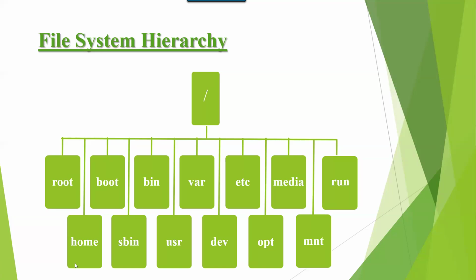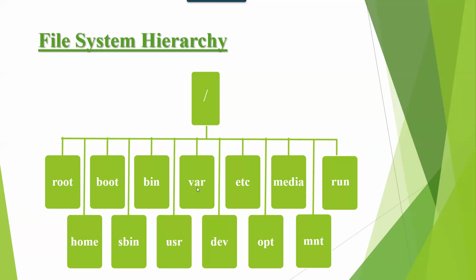Sbin contains super user commands, the commands which can be executed by the super user. Those commands are stored under sbin. Bin contains normal user commands, the commands which can be executed by a normal user. Those commands are stored under bin. USR contains default applications, the applications which come along with the operating system. Those applications are stored under USR.